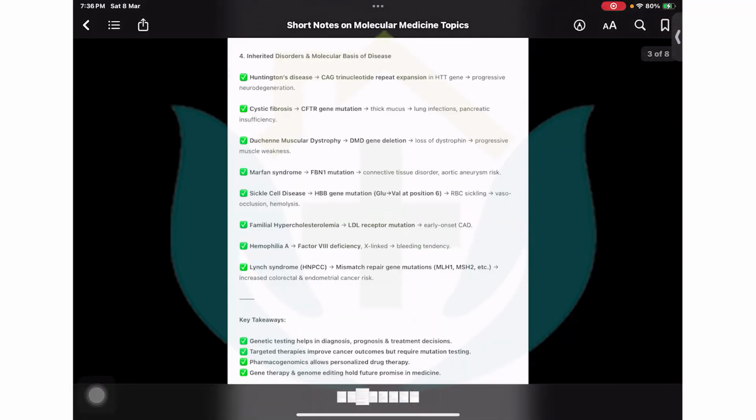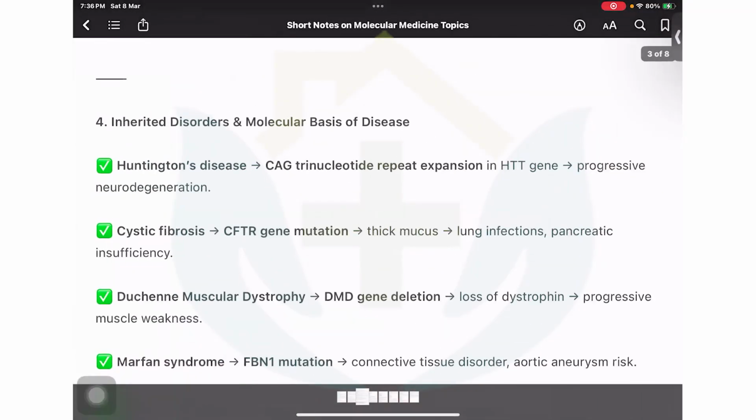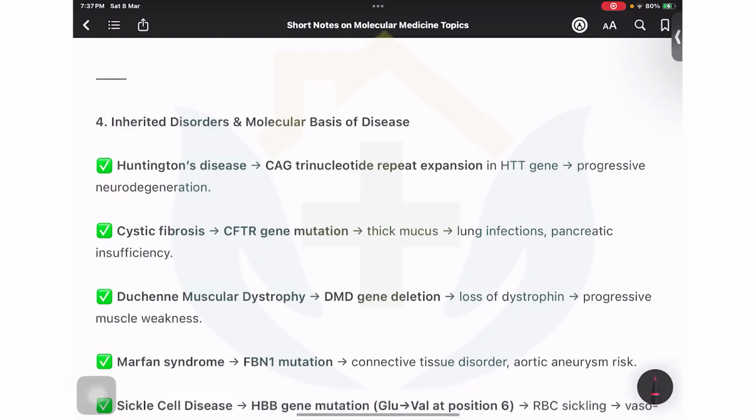Then come the inherited disorders. As a part of molecular biology, molecular medicine, and the branch of medicine which deals with genetics, these are very important because these are non-communicable disorders, but they are inherited and have a concrete genetic basis. So we do not have treatment for them as of now, but as genetics progresses, we may have treatments for these conditions. So you need to know the genetic basis of these diseases, and this will be asked again and again in the exam.